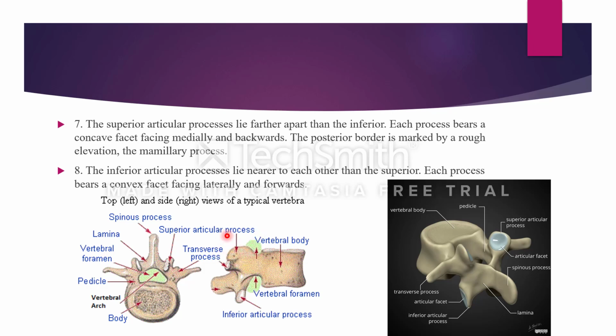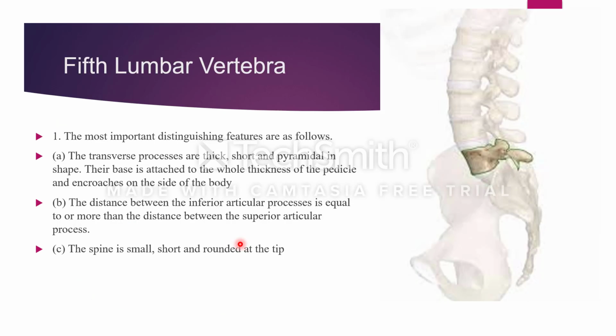Now the fifth lumbar vertebra is an atypical one. There are most important distinguishing features which are present in the fifth lumbar vertebra. What are they? Number one, the transverse processes are thick, short and pyramidal in shape. Okay, they are thick, short and pyramidal. This is the transverse process. It will be thick, short and pyramidal. Their base is attached to the whole thickness of the pedicle. See here, the base of the transverse process will be attached to the whole thickness of the pedicle and encroaches on the side of the body.